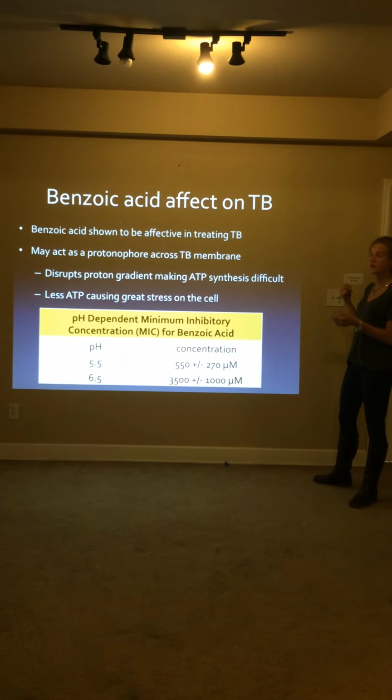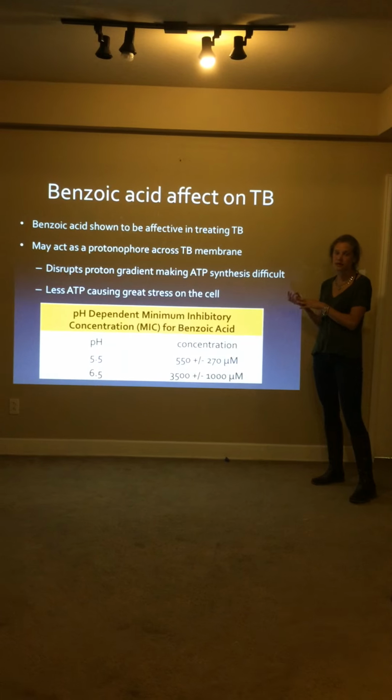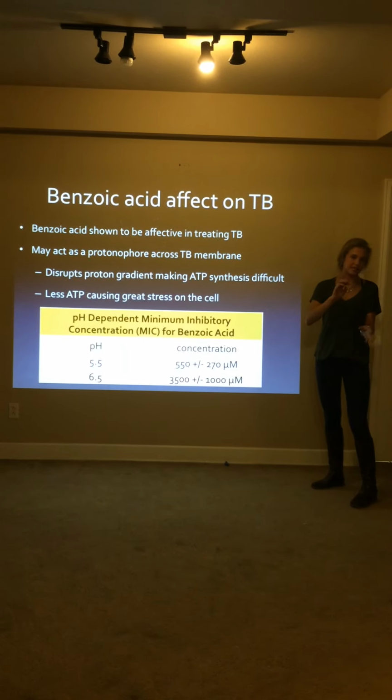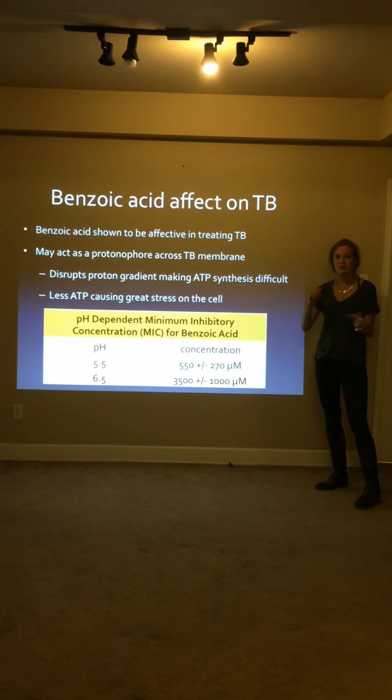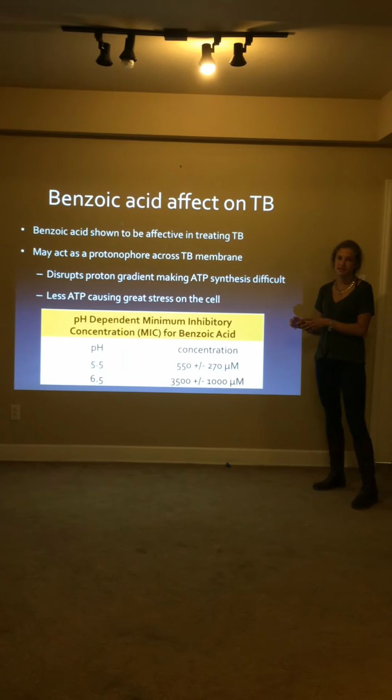How we're thinking this may work is as a protonophore. The benzoic acid is taking a proton, moving it across the membrane and placing it inside of the TB cell, making it very acidic inside the cell and killing it, and also affecting its ATP synthase, thus allowing the cell to have no energy, and it dies.